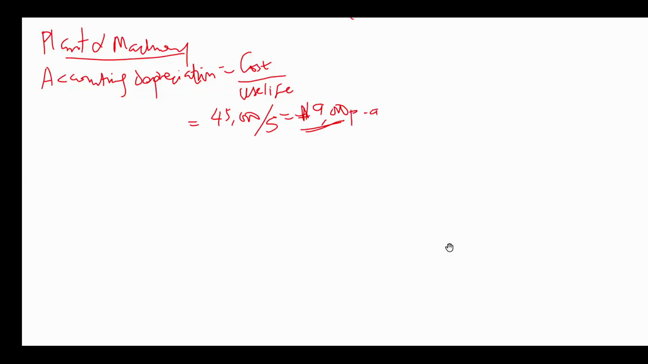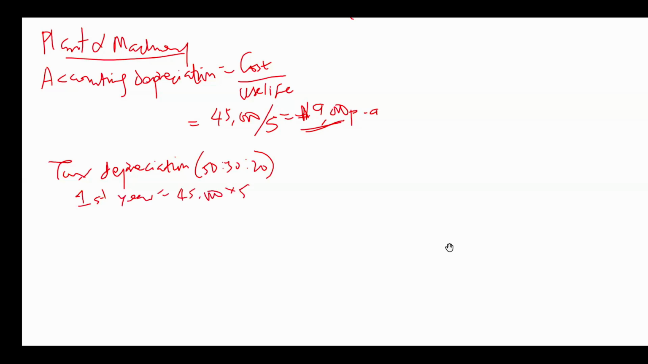For the purpose of tax depreciation, the question says that it will be 50, 30, 20 of costs, right? So therefore, first year, 45,000 times 50%. This will give me 22,500. All right.